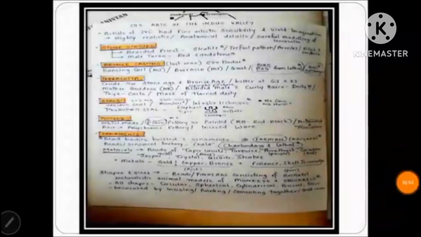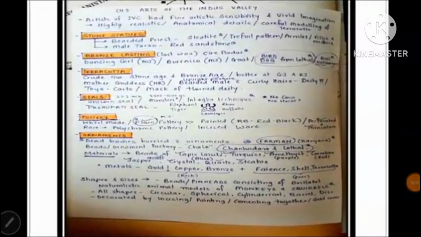This is chapter 2, Arts of the Indus Valley. Some important points which may not be given anywhere else.